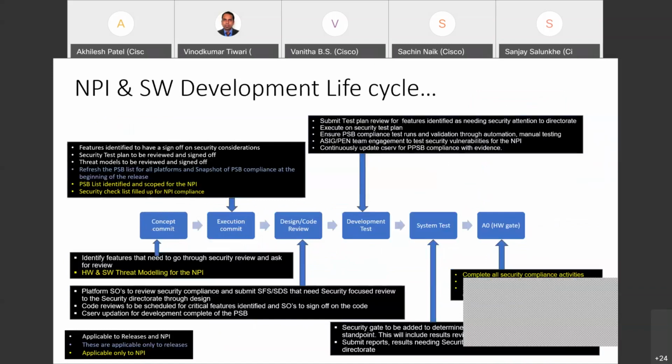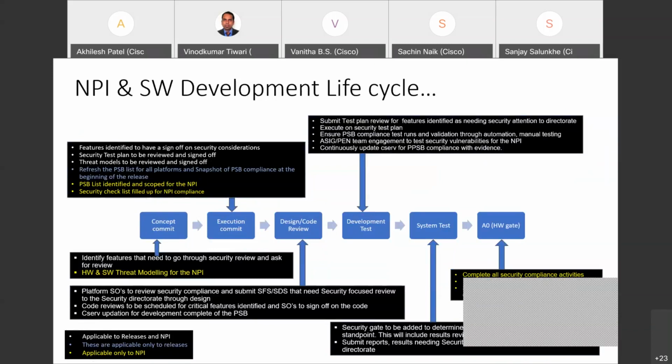And at the design phase, we expect all the PSPs and SRCs applicable to a platform to be reviewed and available. Also the category has to be put in: is it PI, PD, or PI/PD? That way it is easy for test teams to pick them up and execute them.